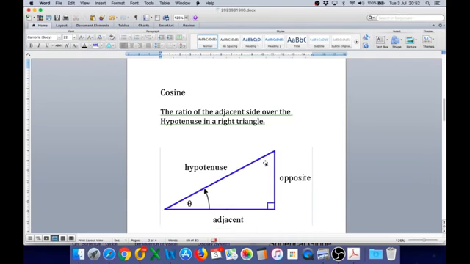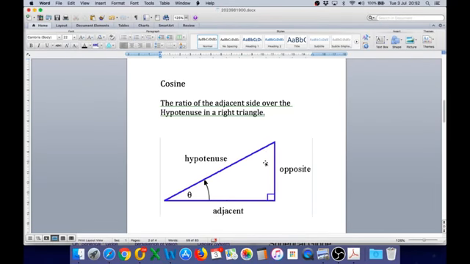Cosine is the ratio of the adjacent side over the hypotenuse in a right triangle. A right triangle has two sides that are 90 degrees to each other. Now, if we consider this angle, then the hypotenuse is the longest side of the triangle. The adjacent side, logically, is adjacent to the angle, and the opposite side is opposite to the angle. So when we consider cosine, we are measuring the ratio of the length of the adjacent side to the hypotenuse.